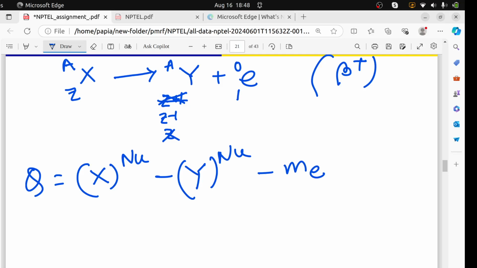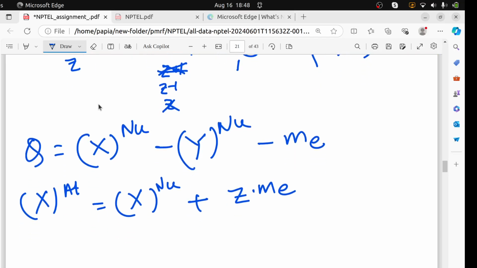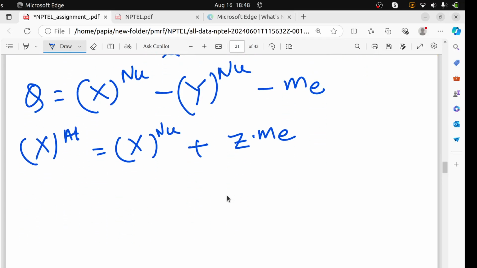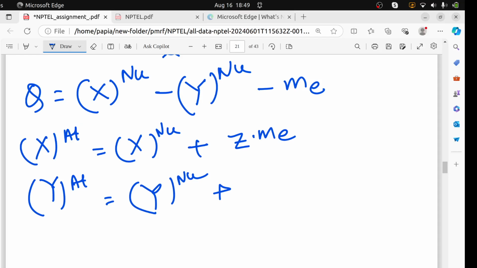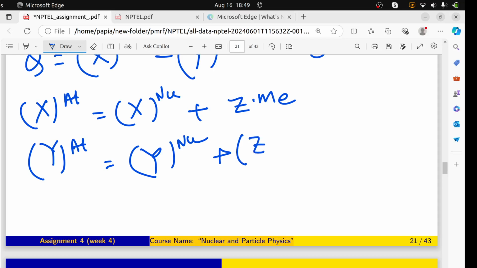That's it. But in terms of atomic mass, what will it be? So X atomic will be X nucleus plus Z into me, right? Because for X, Z is the proton number. Now for Y, atomic will be Y nucleus plus, what will be here? Z minus 1. Okay, Z minus 1 me.